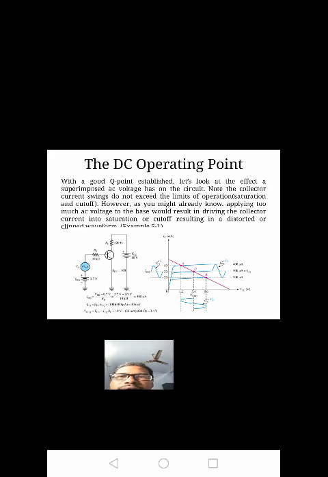Let's look at the effect a superimposed AC voltage has on the circuit. Note the collector current swings do not exceed the limits of operation, saturation and cutoff. However, as you might already know, applying too much AC voltage to the base would result in driving the collector current into saturation or cutoff, resulting in a distorted or clipped waveform.